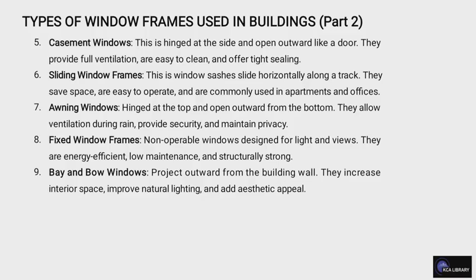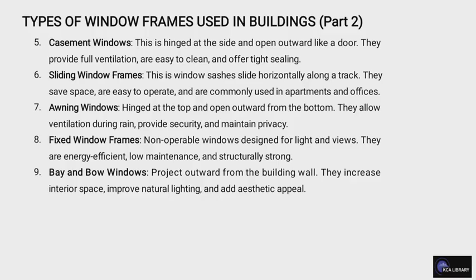We have the sliding window frame, and the window chassis slide horizontally along a track. They save space and are easy to operate and are commonly used in apartments and offices. They have the awning windows, and it's hinged at the top and opens outward from the bottom. They allow ventilation during rain, provide security, and also maintain privacy.